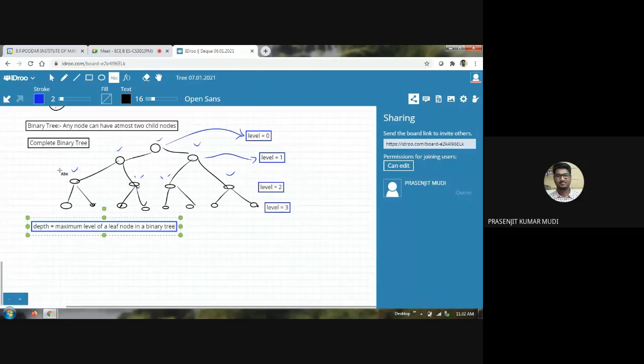Complete binary tree is very important. You can find a very good application, which you will see in the next semester subject, design and analysis of algorithms.